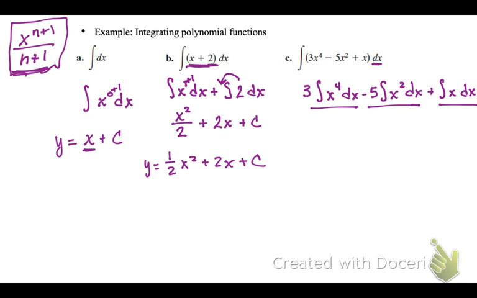Okay, so 4 plus 1 is what? 5. So it's going to be x to the 5th over what? 5. Minus 5. What's 2 plus 1? 3. So x to the 3rd over 3. Plus, and there's a 1 here, right? What's 1 plus 1? 2. So x squared over 2 plus c.